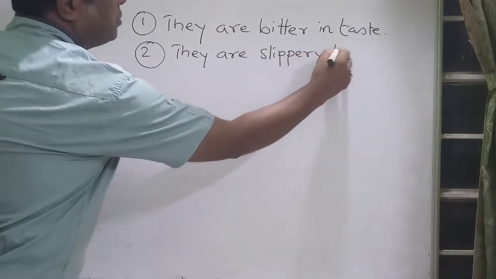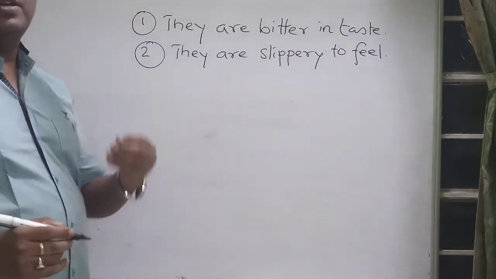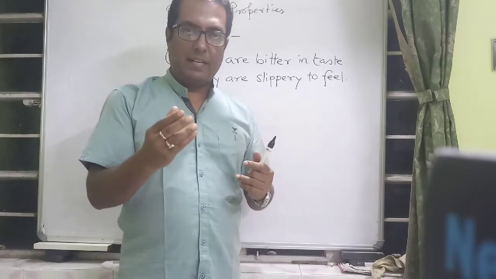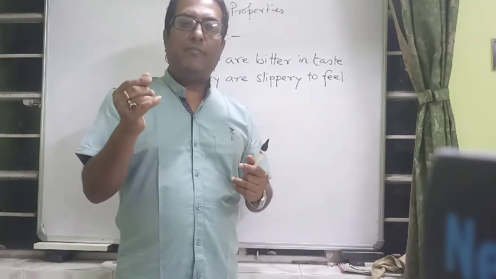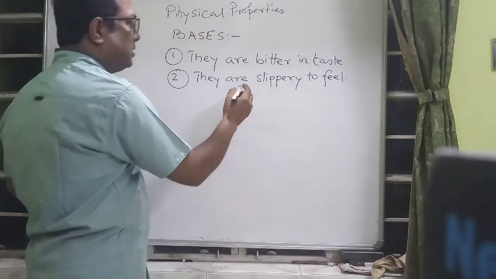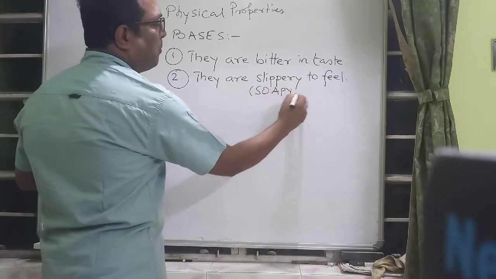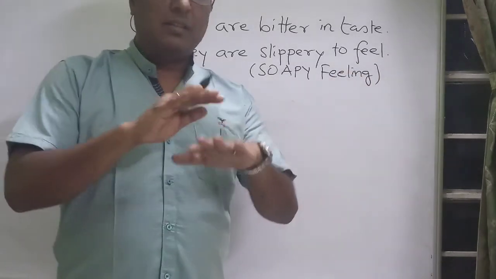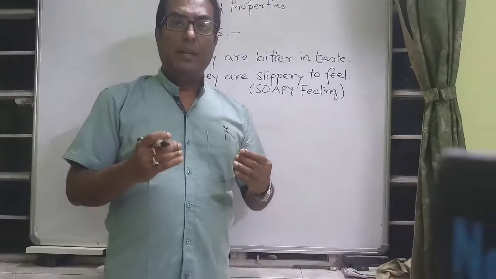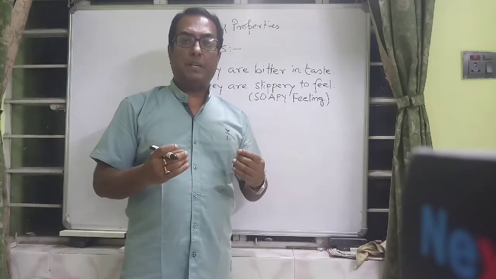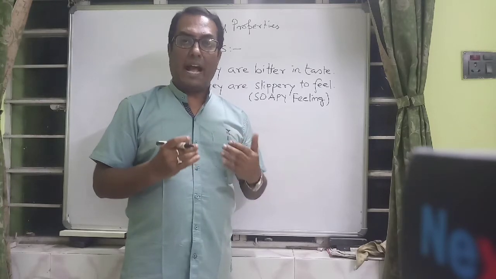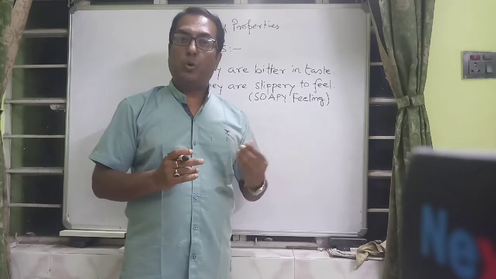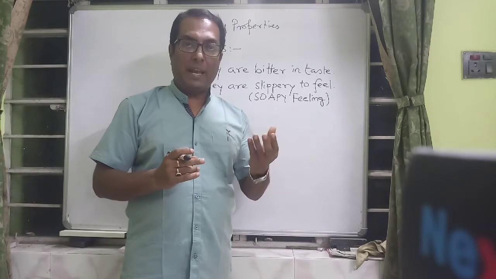S-L-I-P-P-E-R-Y, slippery to feel. Now the question is, why do they feel slippery? The reason is, if we take any kind of alkali or base in our hand, we feel a soapy feeling, S-O-A-P-Y. The reason is that the skin produces oil, the sebum. The sebaceous glands produce a good amount of sebum, which contains fats and fatty oils. These fatty oils react with the alkali to form soap, and this soap helps to make the area feel soapy.